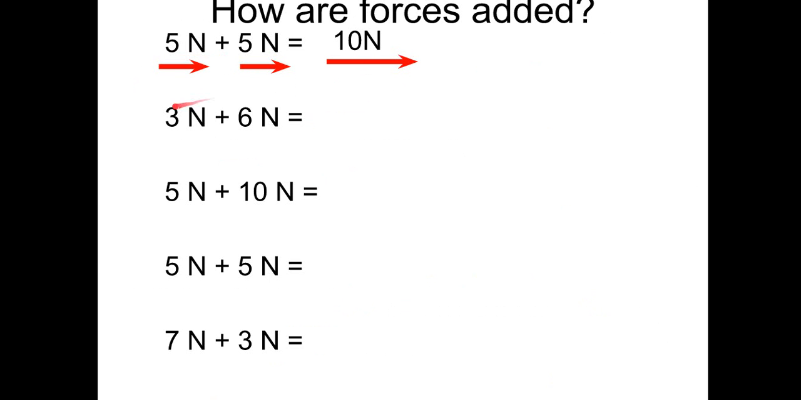3 newtons and 6 newtons. Again, we need to know the direction that we're talking about. Again, the same direction. So if they're going the same direction, we have to add the numbers together. So we'll end up with 9 newtons to the right.